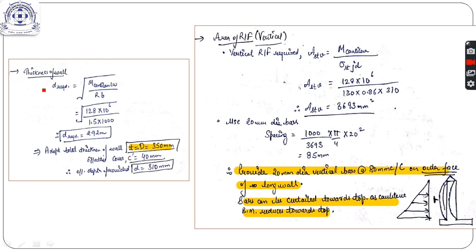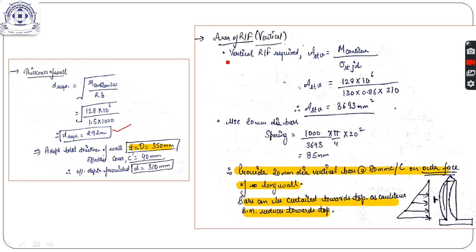Now we calculate the thickness required for the wall, which will be the square root of the moment of the cantilever in the long wall upon Rb. I am getting it as 292, which is the effective depth. So I adopt a total thickness of 350 mm with 40 mm cover. So the effective depth provided is 310 mm, which is more than 292, hence okay. You can also increase this up to 400, any value above it, with the condition that it should be more than 292.